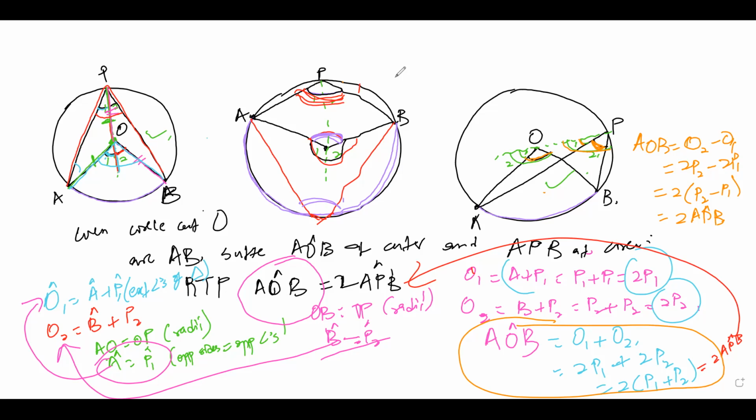I'm not going to do an example. Then angles in the same segment. Angles in the same segment are equal. So this Theorem 4 says the angles subtended by a chord of a circle on the same side of the chord are equal.